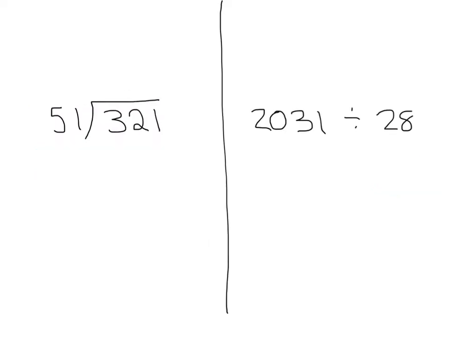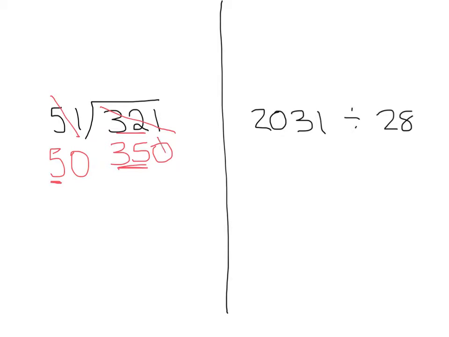Let's do a couple more. So over on the left here, what do I do first? I round that divisor. You've got to change the divisor first. So 51 is about 50. Now I need to think of a number that's close to 32 that 50 will divide into, that 5 will divide into, 35. So I'm going to change this to 350. There's my compatible number.